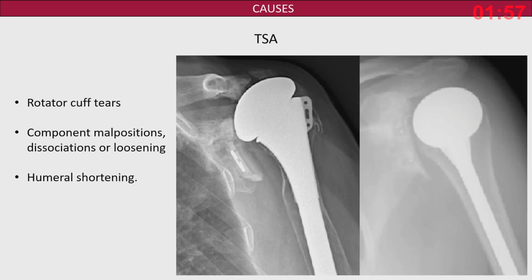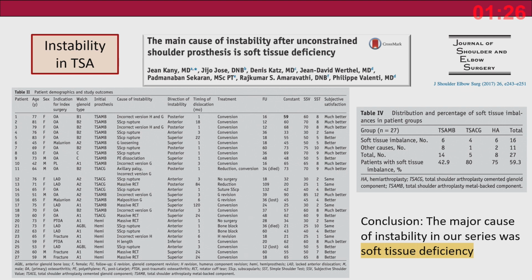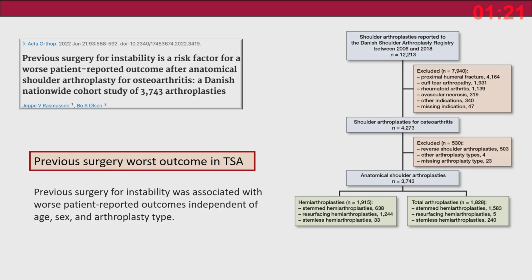What about total shoulder arthroplasty? Rotator cuff tears, component malposition, dissociation, loosening, and humeral shortening play a role. In this case, the instability occurs in 5%, and the causes are mainly soft tissue: 10 isolated subscapularis tears, 6 massive rotator cuff tears, and others, with timing early in most patients, before 6 months. In conclusion, the major cause of instability in this series was soft tissue deficiency.